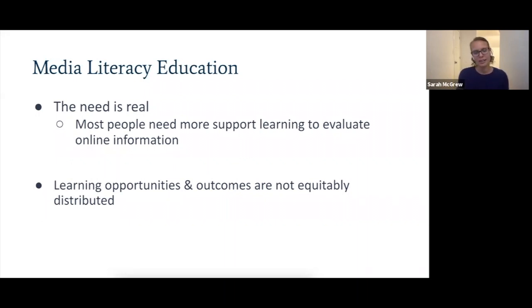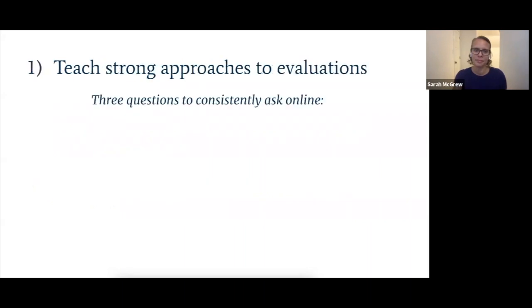And then the second piece I want to highlight is that currently media literacy learning opportunities and outcomes are not equitably distributed. So there are struggles across the board, but in the US, high quality media literacy education and evidence of learning are often divided along lines of race and class in ways that, again, because the consequences of not having these abilities are really real, can have dire consequences.